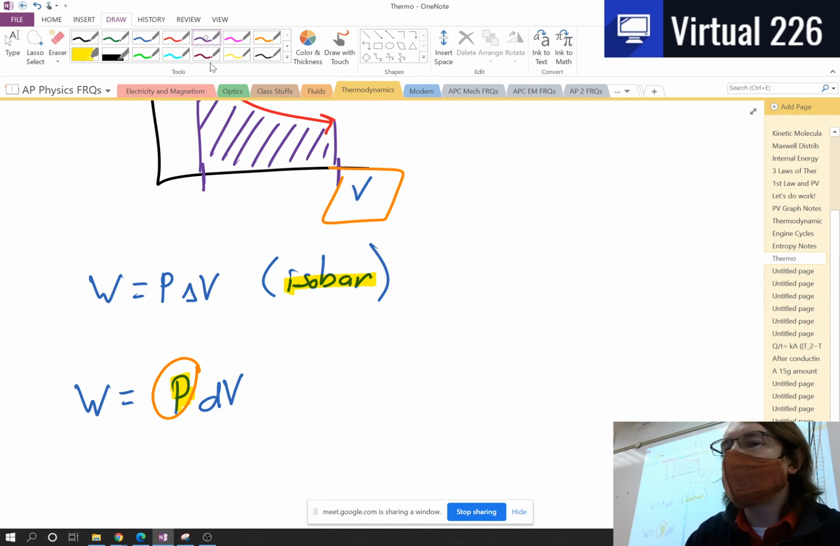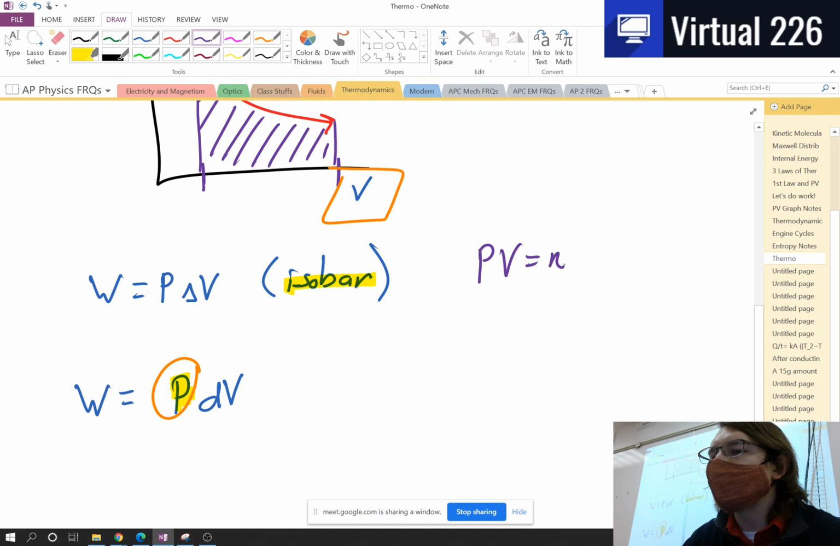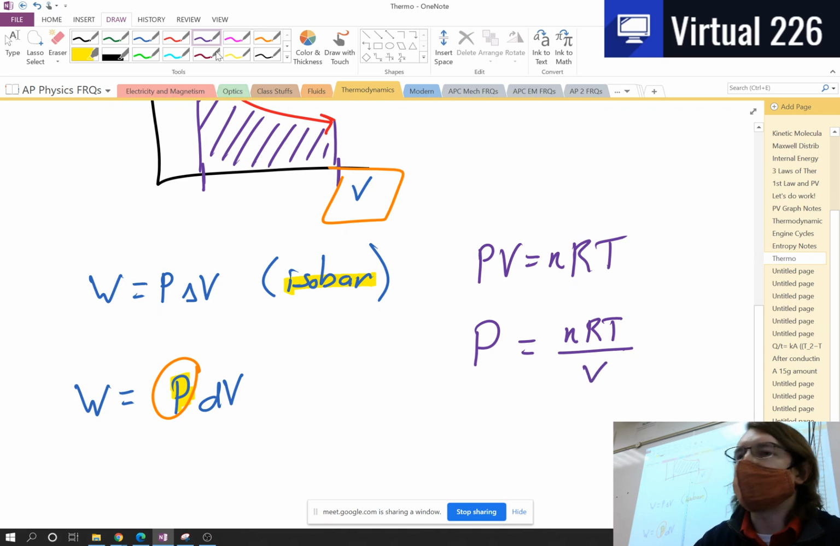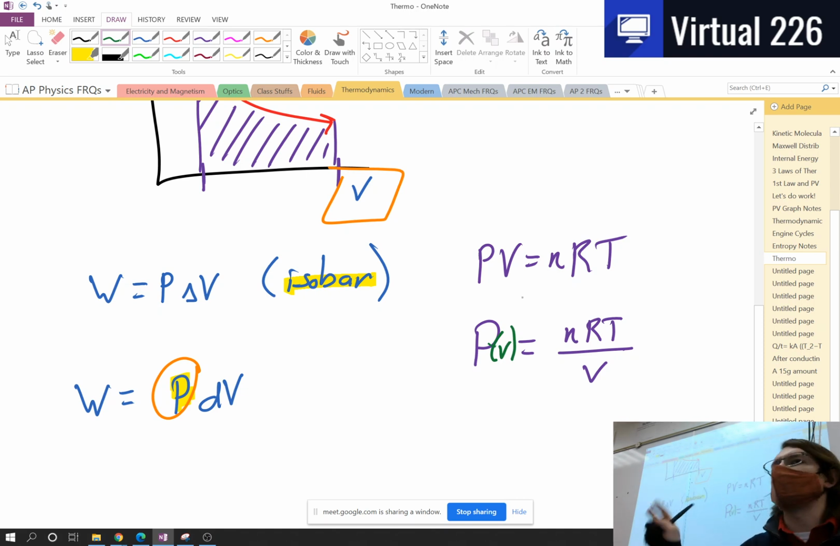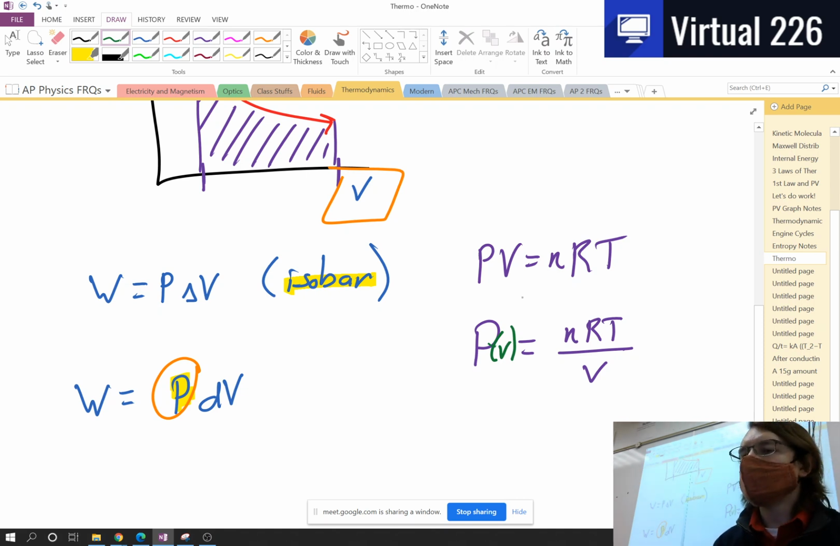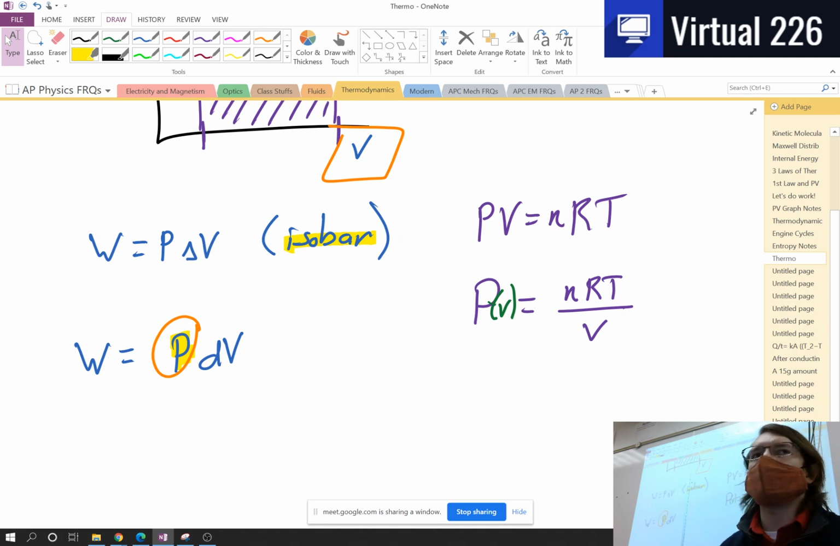We know a pressure equation with a volume in it. We know PV equals nRT, which means that the pressure as a function of volume is just nRT over V. And technically, this would be like pressure as a function of volume if you wanted to write it all proper. But that nRT over V, that is the function that we can use there.